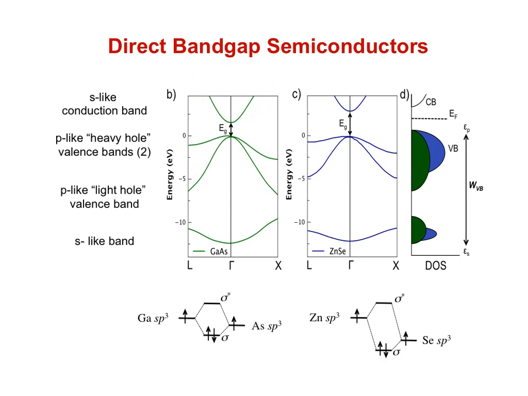Zinc selenide has the same tetrahedrally bonded structure as gallium arsenide, but the zinc and selenium states are further apart in energy. This results in a larger gap between the bonding and antibonding molecular orbitals, which results in a larger band gap between the conduction band and the valence band. Also, the larger difference between the atomic states of zinc and selenium results in a slightly weaker bonding or overlap between the neighboring orbitals. This results in a slight flattening of the bands, leading to higher density of states and higher effective masses for zinc selenide.